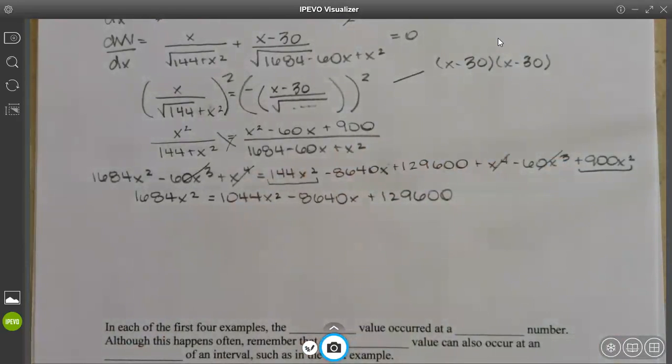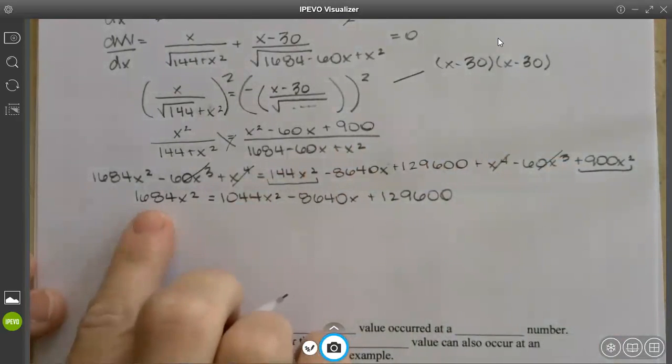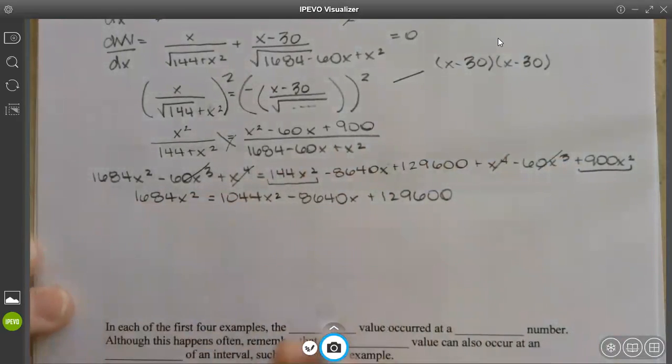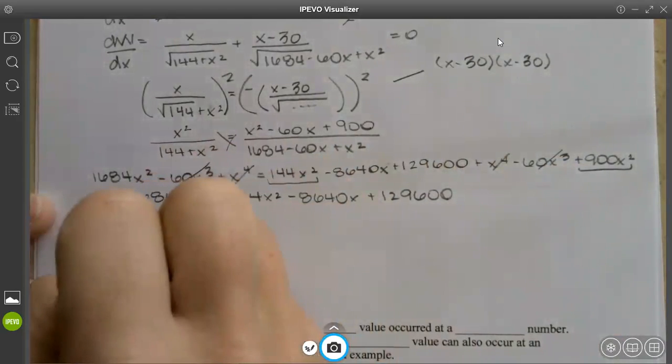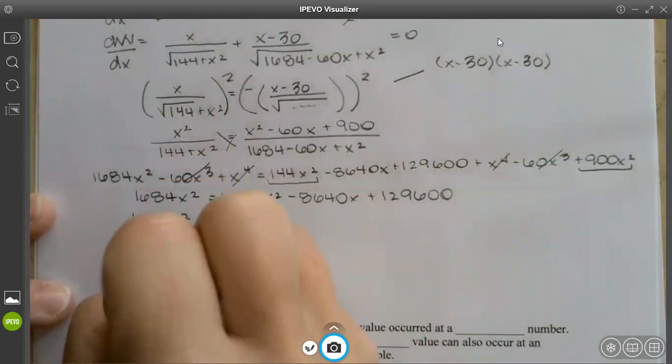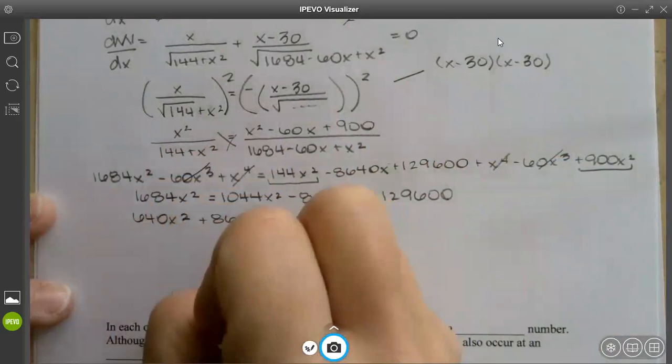We're going to get everything equal to 0 because we want to set it equal to 0 so that we can factor it. So I'm going to move everything to where the x squared is going to be positive. So I'm moving every bit of this over and it's going to give you 640 x squared plus 8640x.